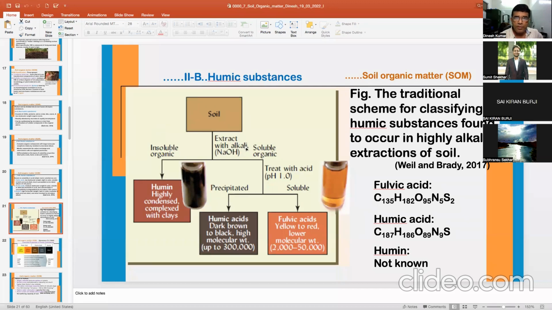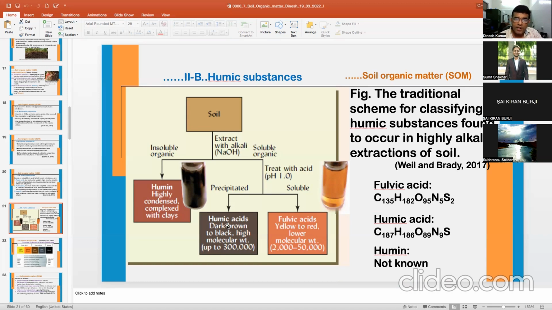Some will be solubilized, the soluble portion will be in the liquid, and some will settle down. That will be the insoluble organic fraction. This insoluble organic fraction in alkali is your humin. It is highly condensed, complexed with clays. And then you see the soluble organic fraction. It is further treated with acid, very low pH 1, highly acidic, and then it may be precipitated.